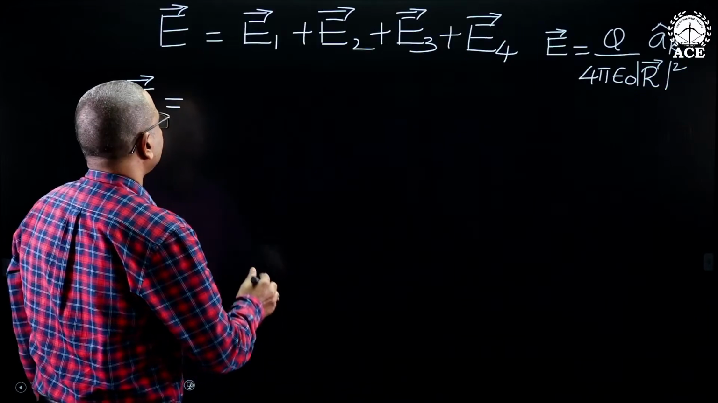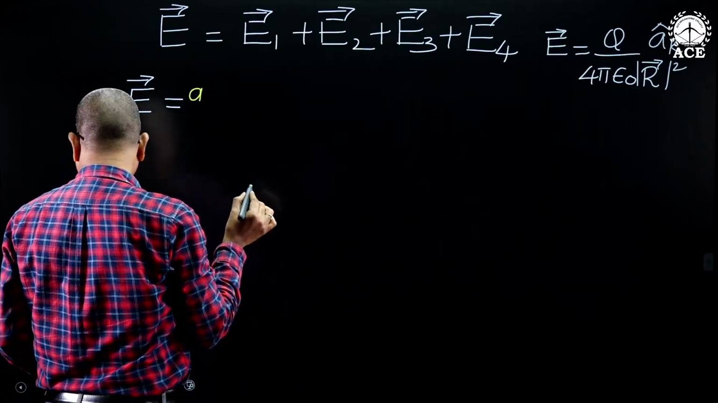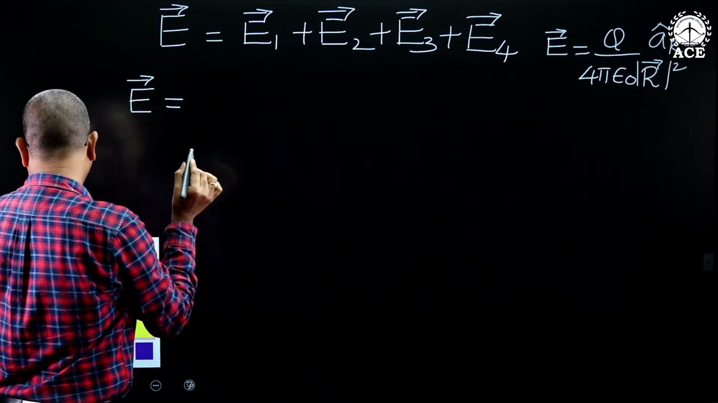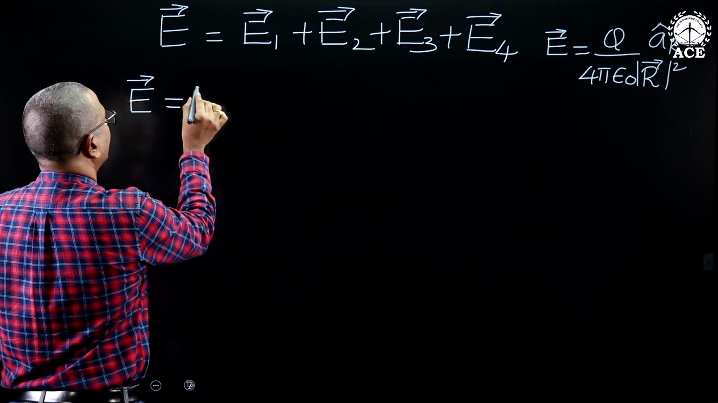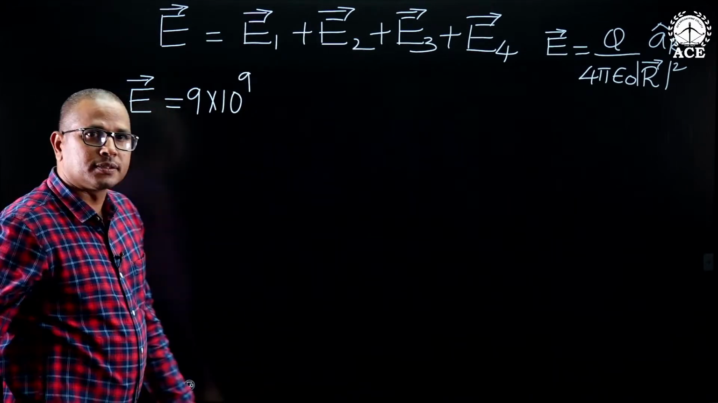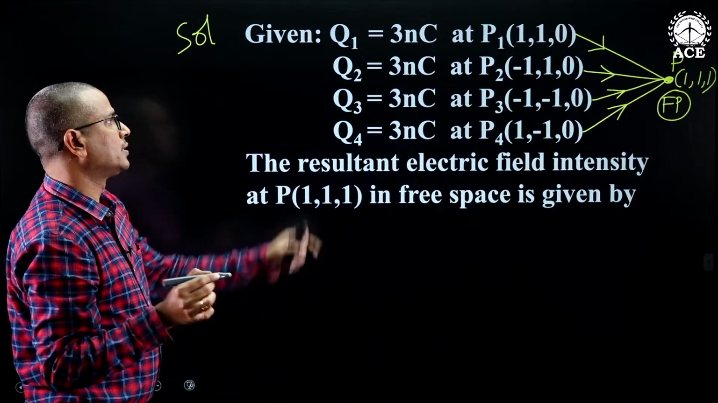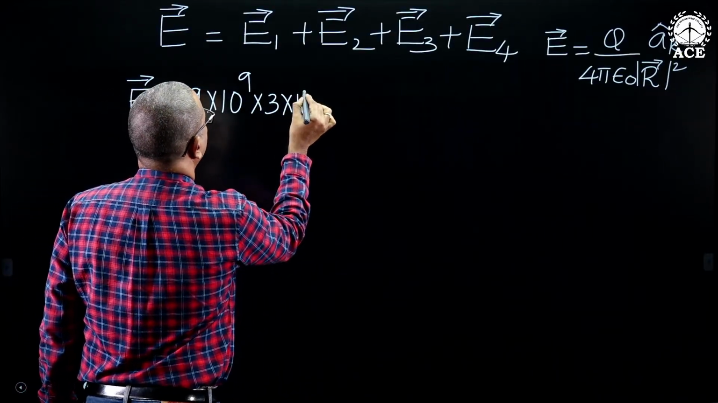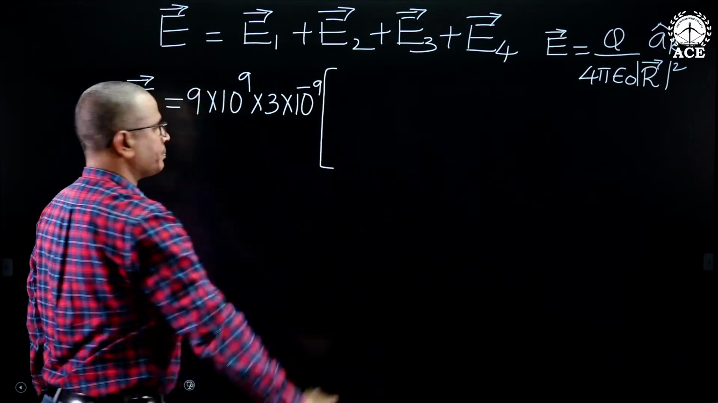I'm writing 1 by 4 pi epsilon naught. What is that value, dear students? 1 by 4 pi epsilon naught is 9 into 10 to the power of 9. So we can take that value directly as a common factor. Also, all the charges have the same magnitude, so I can take that out also. What is that? 3 nanocoulomb, so 3 into 10 to the power of minus 9. The rest I am writing inside for every object.